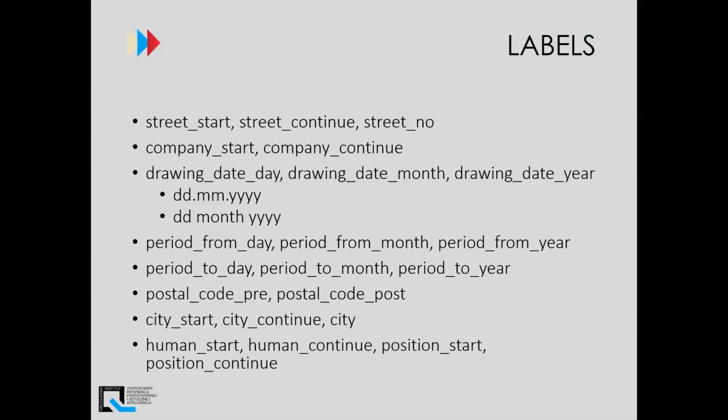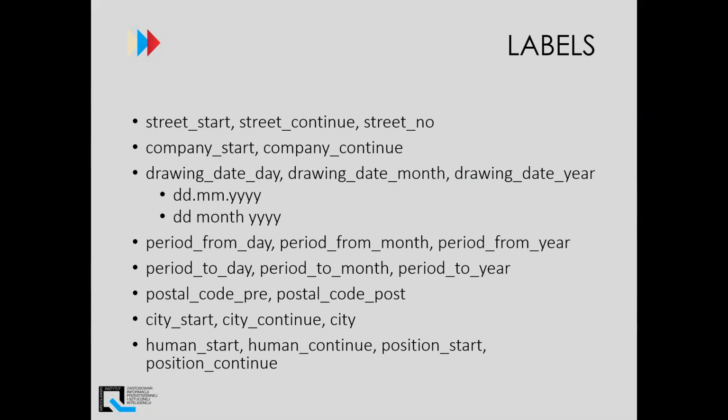The preparation of the output vectors for an artificial neural network required a thorough analysis of the text in comparison with the available ground truth tables. On this basis, labels have been prepared associated with street, company name, date and time scope of the report, postal code, city, and people with their positions. Each of the above categories was separately analyzed.